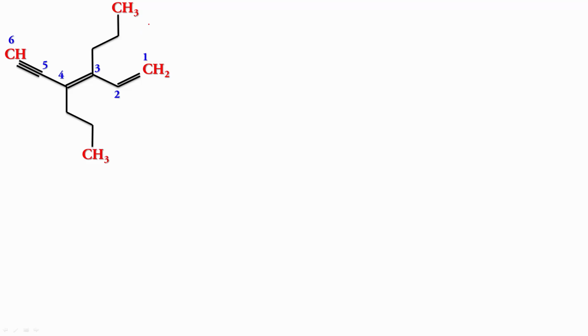In 3, I've got a propyl group. In 4, also I have a propyl group. So it's going to be 3, 4 di. Now let's understand. 3, 4 dipropyl. That's we are okay with the substituents part. So how do we name the parent? The parent, you can write the parent separately.